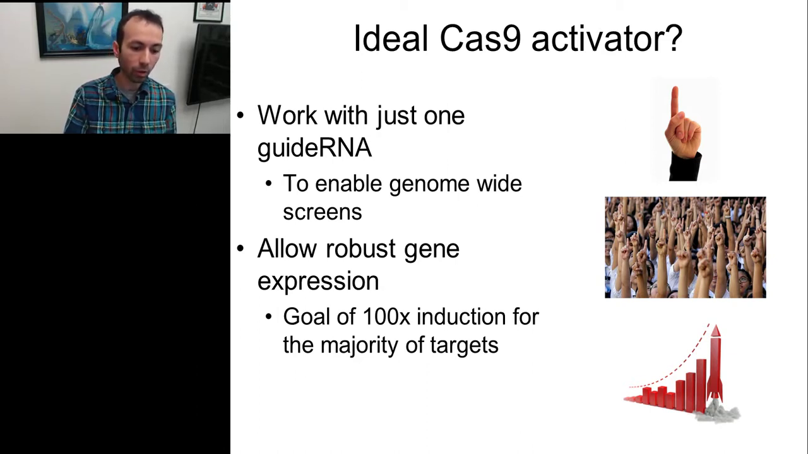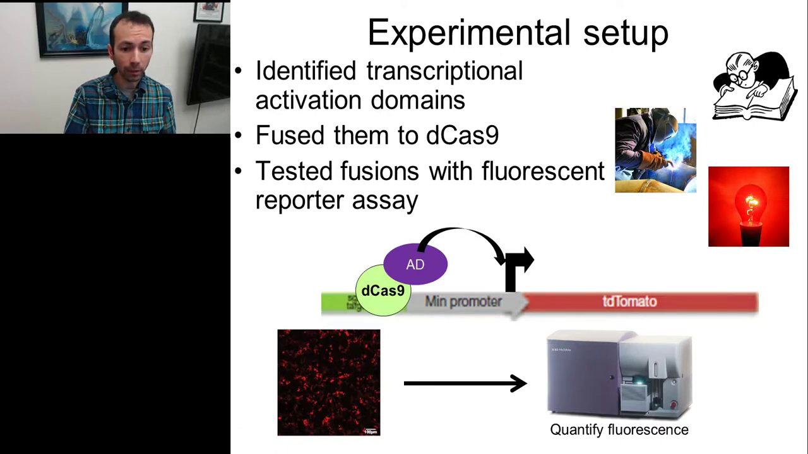And so we chose an ambitious goal of about 100-fold induction for any given gene that we chose as kind of like our goal for the project. So what was our experimental setup? We identified transcriptional activation domains from the literature. We then fused them to the C-terminus of dCas9, and then we tested these fusions in a fluorescent reporter assay.